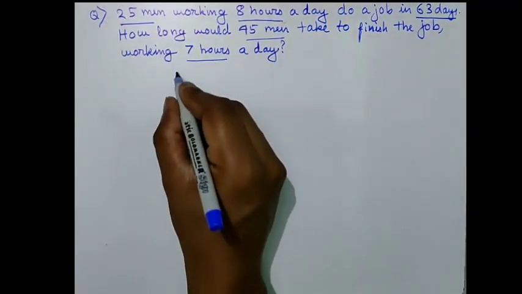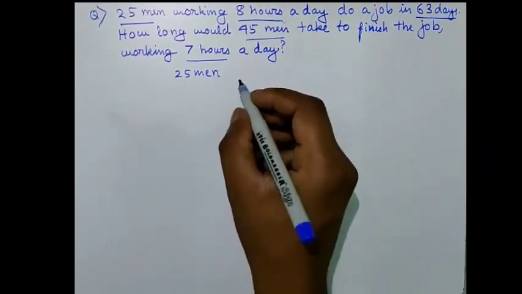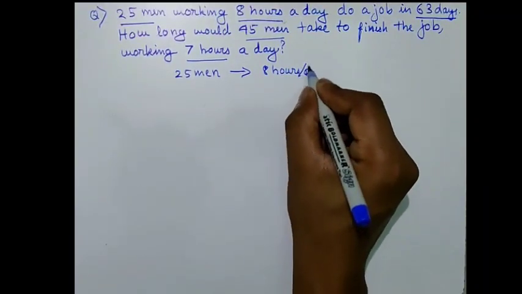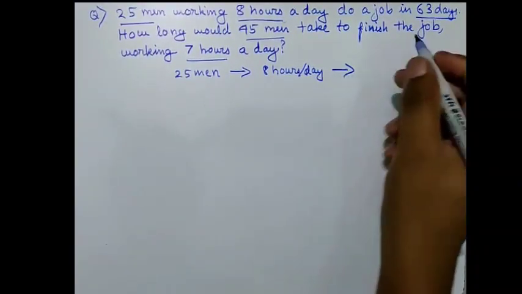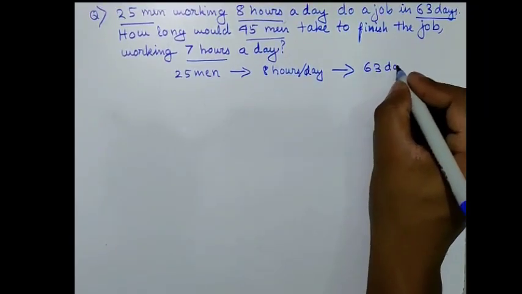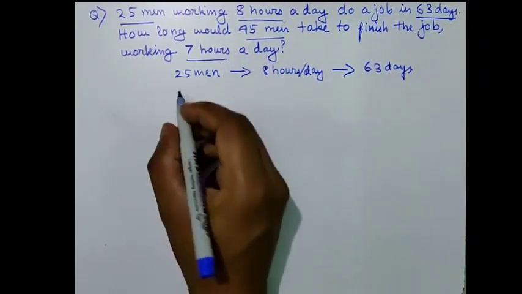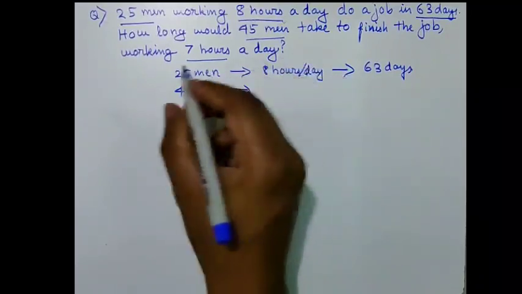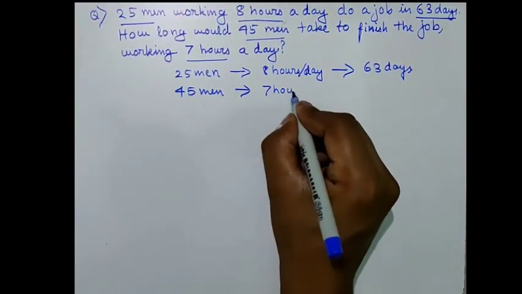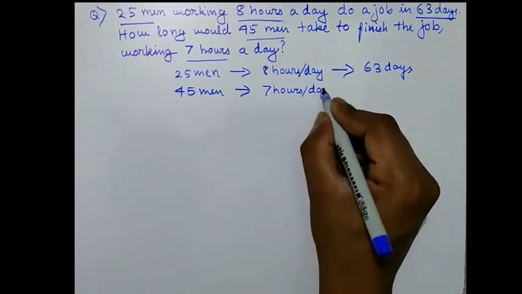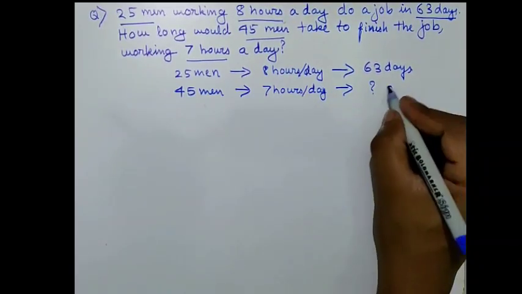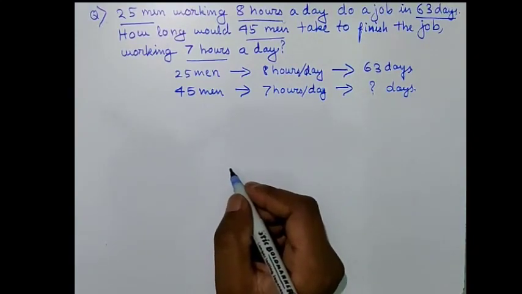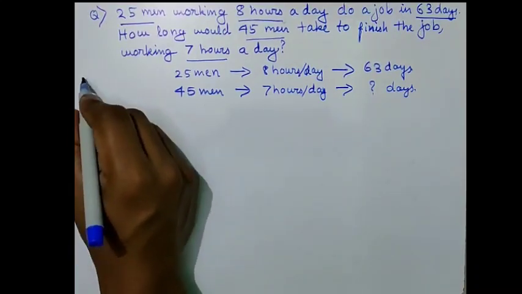So 25 men working 8 hours a day, per day we can say, will complete the job in 63 days. Then they are asking how long will 45 men take to complete the job working 7 hours per day. Now days is not given, so we have to find how many days they will take. Now we can write the solution.